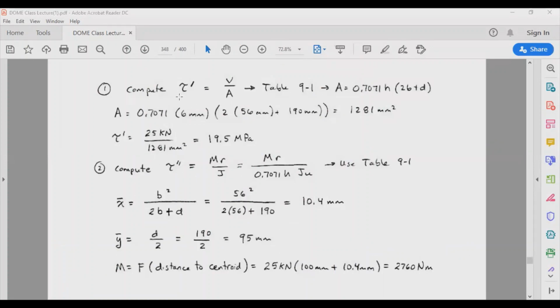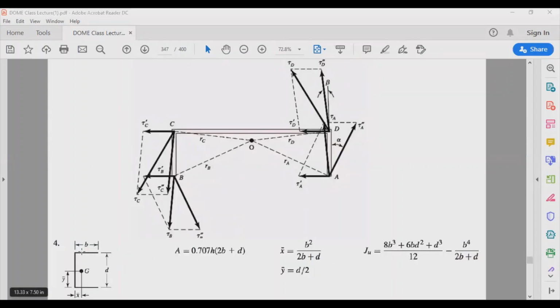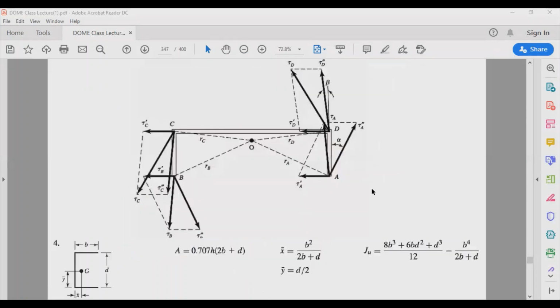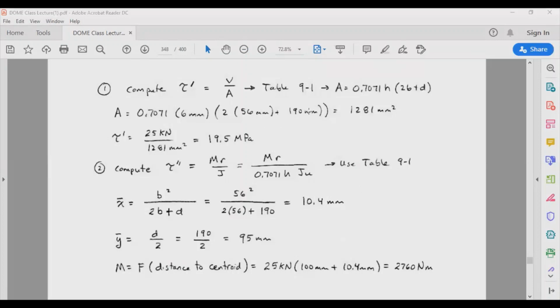First of all, we're calculating our primary shearing, V over A. We got our throat area, where 2b plus d is equal to what? Let us first identify what b and d are. b is going to be this distance, and d is going to be the larger distance. In our case, b is equal to 56 millimeters, and d is equal to 190 millimeters.